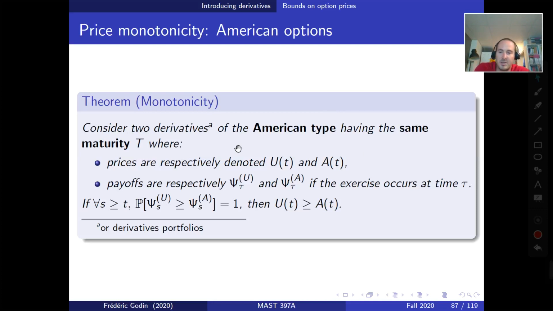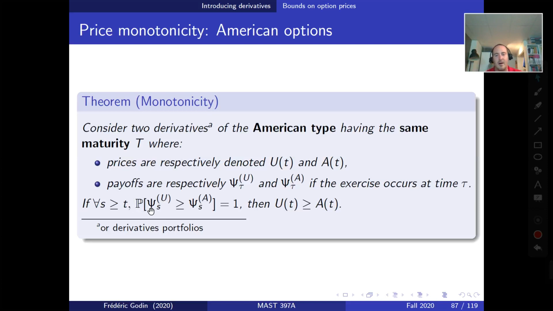if we use the same notation, we're going to assume that the respective prices at time small t of the two derivatives are U_t and A_t, and their payoffs are respectively psi U tau and psi A tau. So here, what's tau again? Tau here will be the time at which the option is exercised. So both options don't necessarily need to be exercised at the same time, so you could have a different tau for the two options.